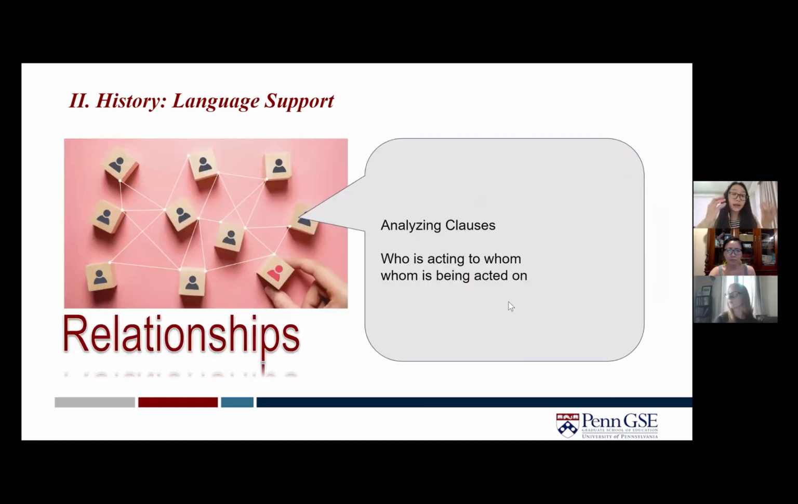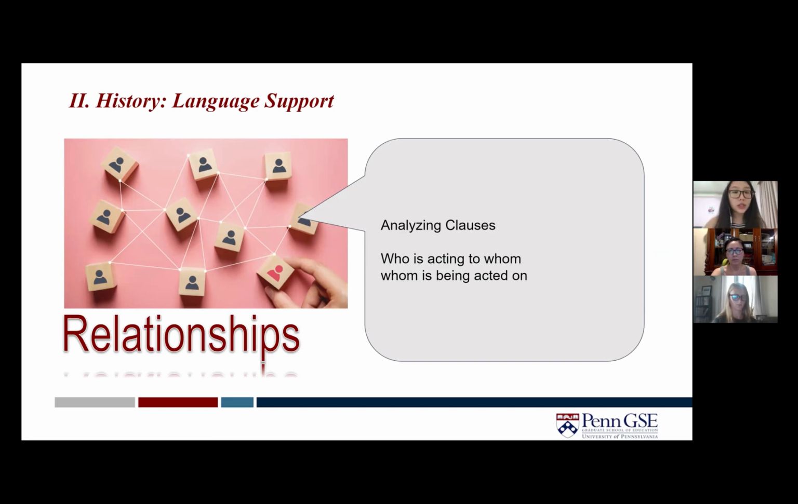Next, when they successfully identify the participants and the events, they need to figure out the relationships between them, right? So they need to be able to analyze clauses. They need to know who is acting to whom and whom is being acted on, right? So the event is done by what participants, and these participants have done what. The students need to be able to analyze these clauses and figure out the relationships between events and participants.